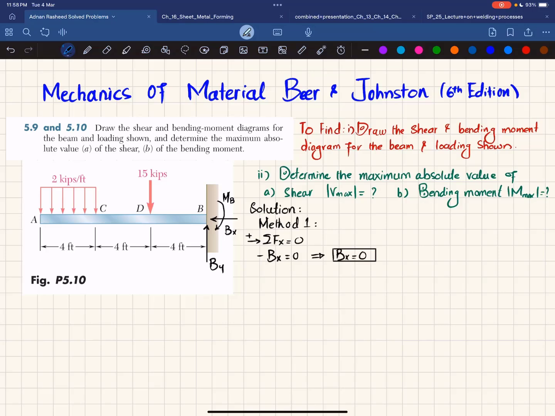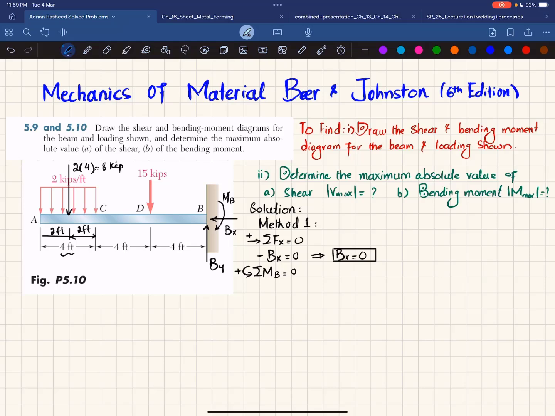Now we'll find the second reaction by using another equation of equilibrium, that is, the sum of all moments about point B is equal to 0, taking the counterclockwise moment as positive. From A to C there is a distributed load, and when converted into a point load, it will be 2 times the length over which it acts. So 2 multiplied by 4, and that will be equal to 8 kip. That will act at a distance of 2 feet from both sides, either from C or from A till the middle. So this is 2 feet and this is 2 feet.